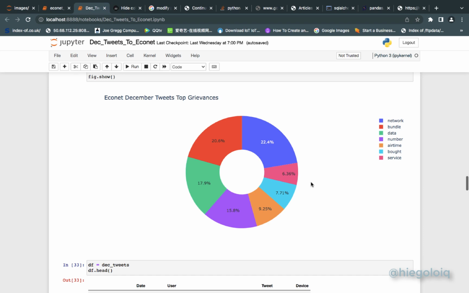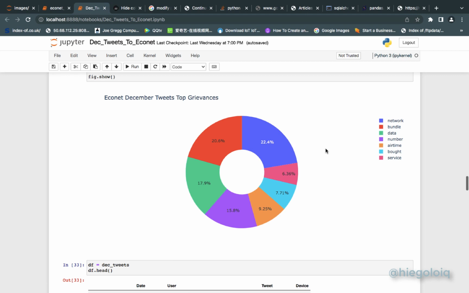Let's look at all those tweets that have the word network in them. See who tweeted those, where they are located, and what exactly they were talking about, and then we can target those areas. This is really a huge amount, almost 25% of the queries have to do with network and bundle. So you see, that's almost around 40%. So it's a concern.